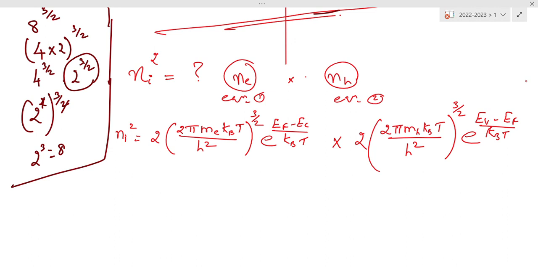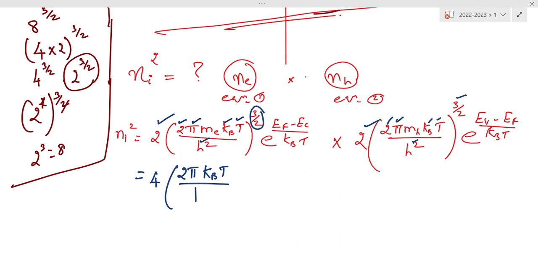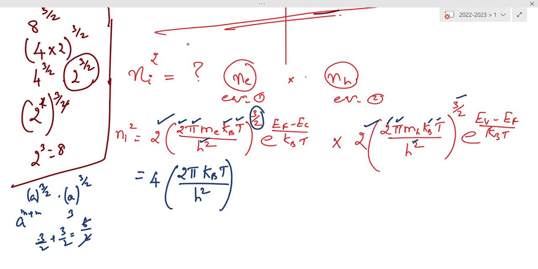Now consolidating the equations, we get 2 into 2 as 4, and then (2 pi kBT by h square) the whole power 3 by 2 into the same (2 pi kBT by h square) the whole power 3 by 2. It is a power m into a power m, which is a power m plus m, therefore we get a power 2m, that is power 3 by 2 plus 3 by 2, we get 6 by 2, therefore 3, taking LCM. So 3 by 2 is 1 and a half, this 3 by 2 is 1 and a half, therefore we get 3 here.